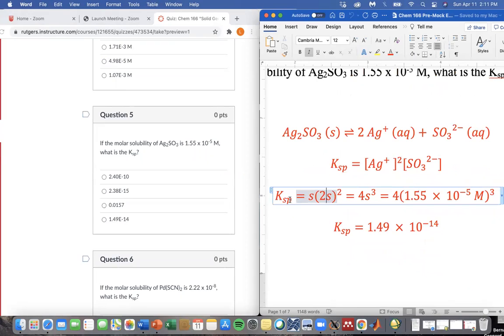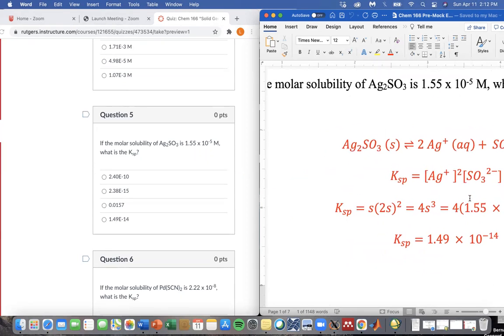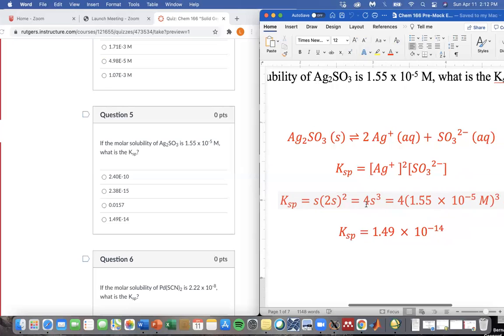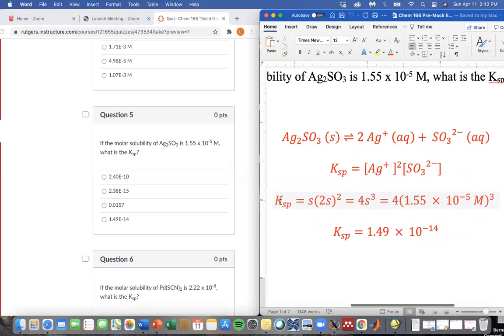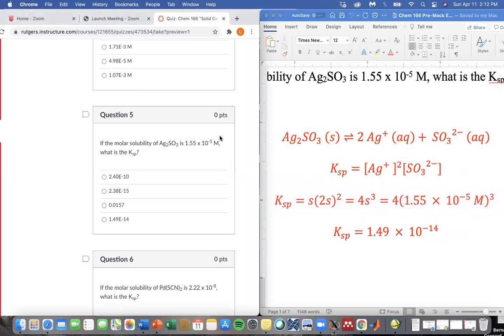And so for your KSP expression, you do S times 2S squared. So you get a total of 4S cubed, because you'd square that 2 and then you would square that S and multiply the S's. So in order to solve for your KSP, it gives you the molar solubility. Sorry, I said this was like the other one. It gives you the molar solubility and you're solving for KSP.